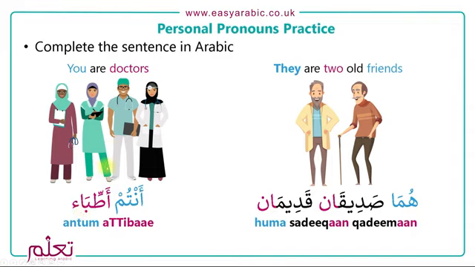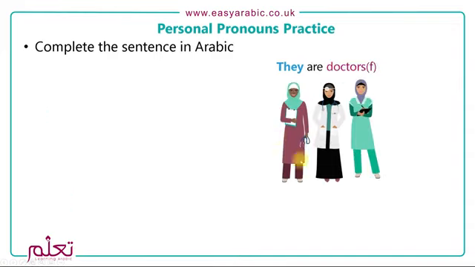Okay, if we use the same one again, so that they are doctors, but we're going to talk about females. Here we're talking about the third person, so the personal pronoun we're going to use is hunna, and again because it's females only, we have to use the female word for doctor, so we add the alif ta at the end, so it'll be hunna tabibat, hunna tabibat.